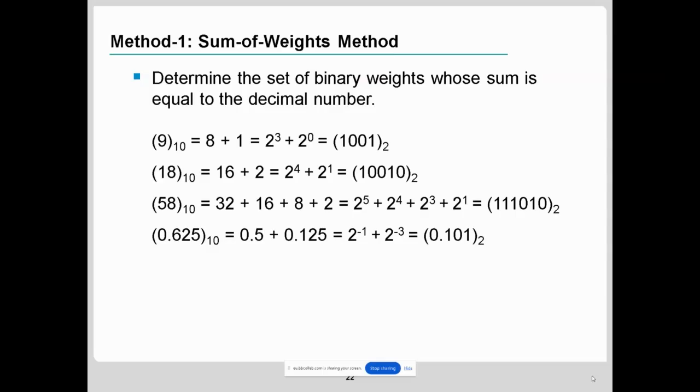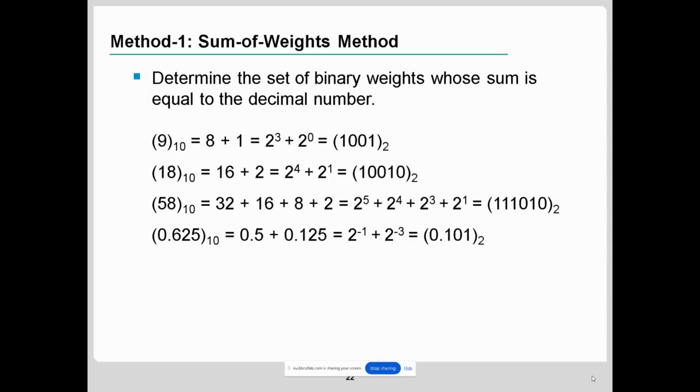Any question? Now we have 18. How can we divide 18? 16 plus 2. So 16, 1, and got it? Then what about 58? 32, 1, then 16, 1, then 8, 1, then 2, 1. Am I right or not?